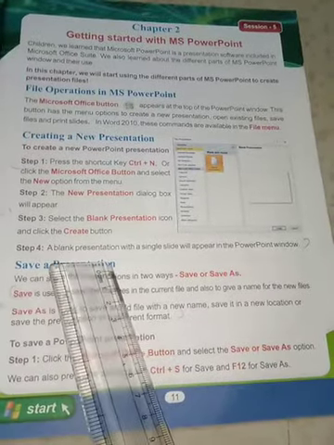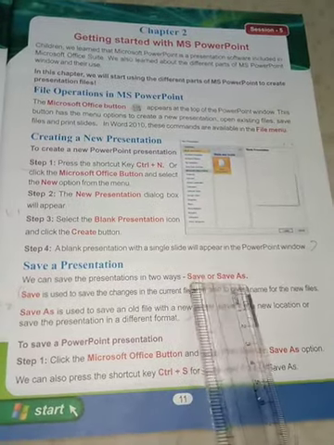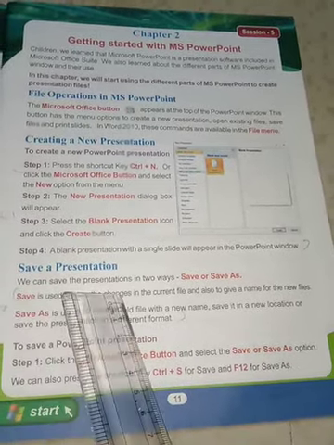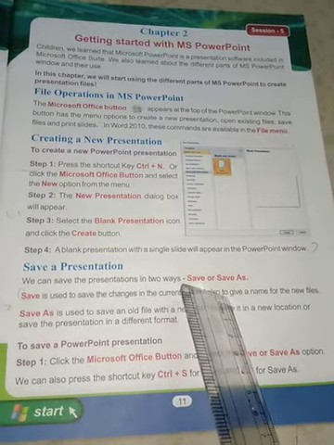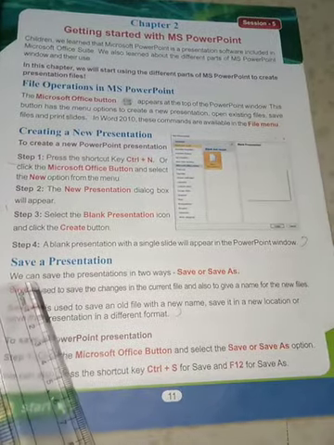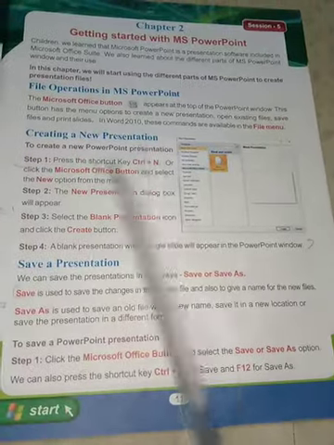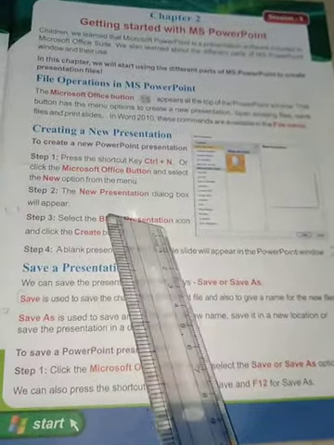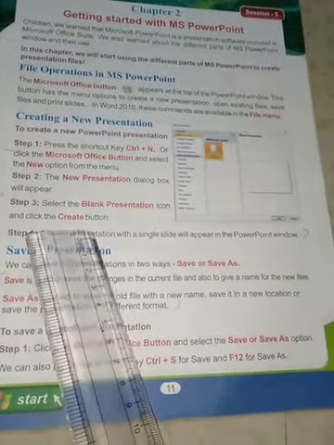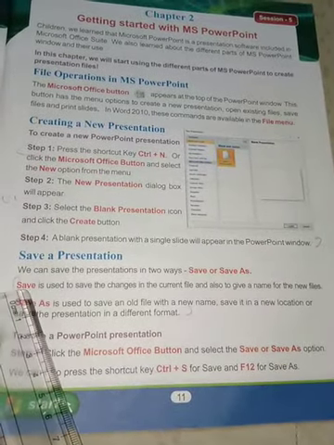So how do you save that presentation? Save a presentation. We can save the presentation in 2 ways, Save or Save As. Save is used to save the changes in the current file and also to give a name to new files. So this Save option is used for any editing. If you want to do any editing in your presentation, or when you have a new file and want to give it a name, then we use Save.